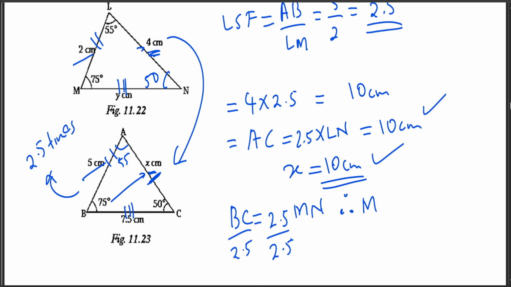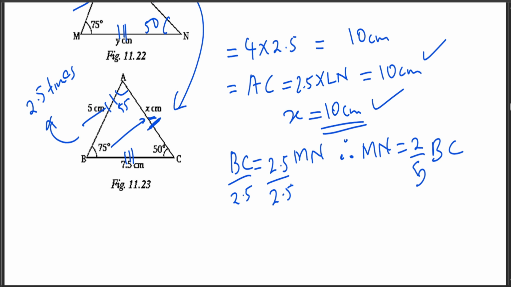So mn, 1 divided by 2.5 is how much? It is 0.4. So mn is going to be 2 over 5 of BC. Okay, so 2 over 5 of BC means you take 2 over 5 times BC, which is 7.5, and let's see how it gives us. 7.5 times 2 over 5 is going to give you 3. So basically mn is 3 centimeters.